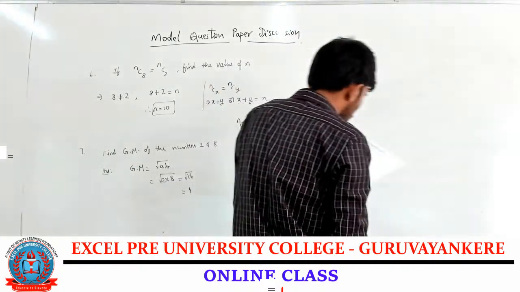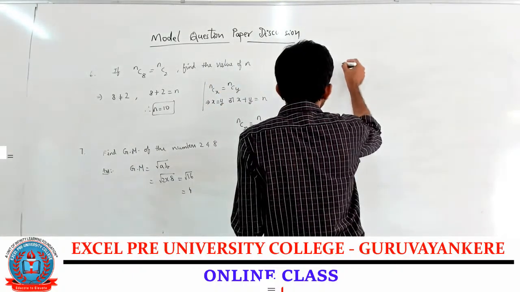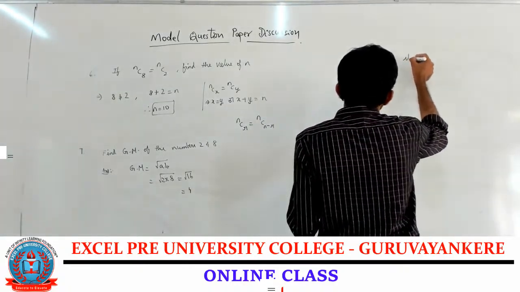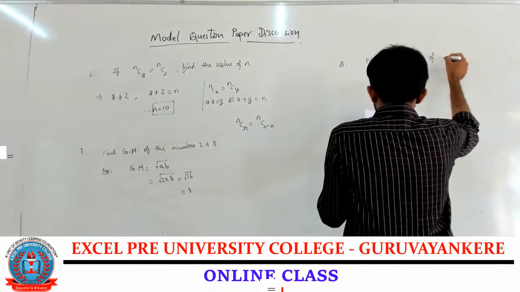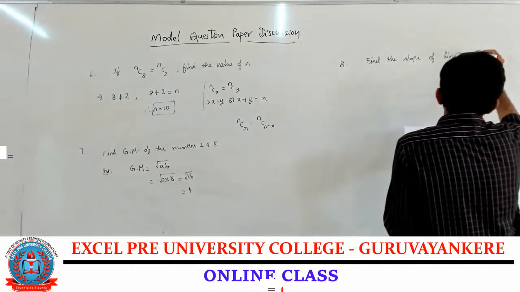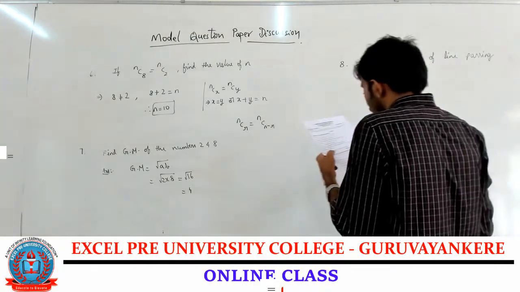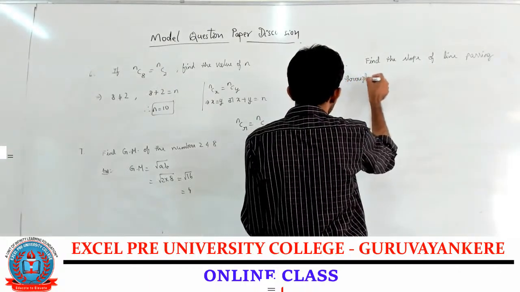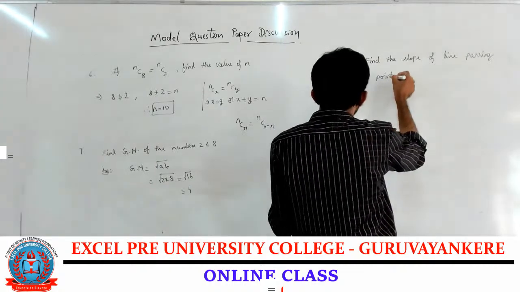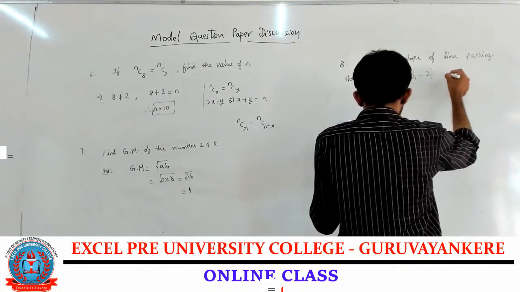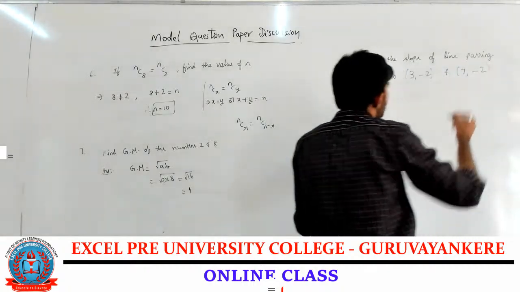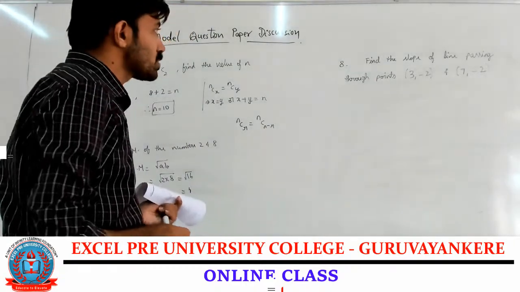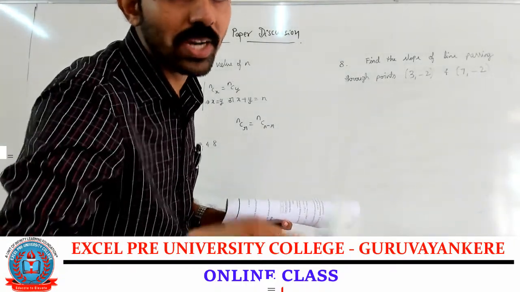Question number 8. Find the slope of the line passing through the points 3, minus 2 and 7, minus 2. Find the slope of the line joining these 2 points. Can we find the slope? How to find the slope of a line joining 2 points?